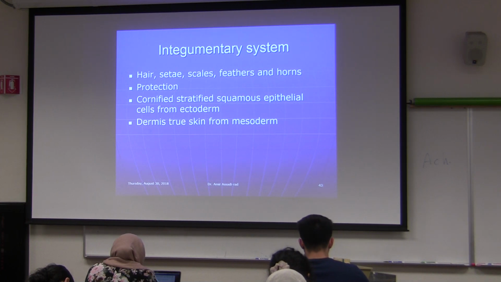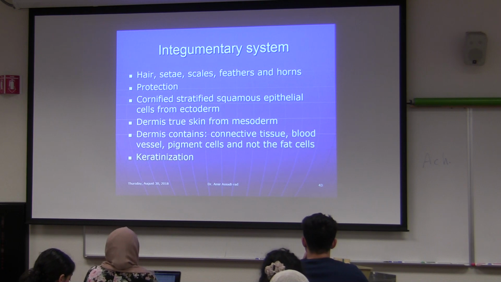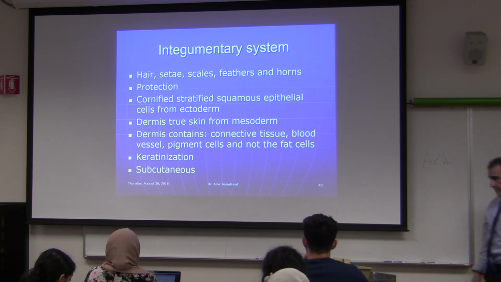That term mesoderm, do not worry about it yet. And the dermis contains connective tissue, blood vessels, pigment cells, etc., and fat cells, not the fat cells, and keratinization. I need to talk about that, and the subcutaneous layer. Let me go over keratinization.